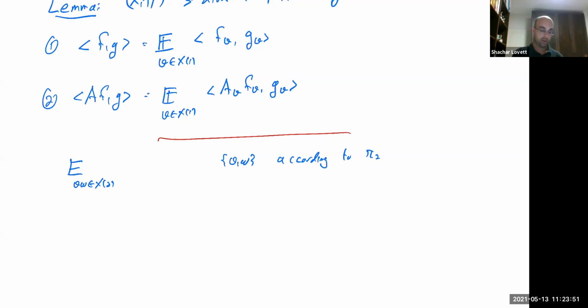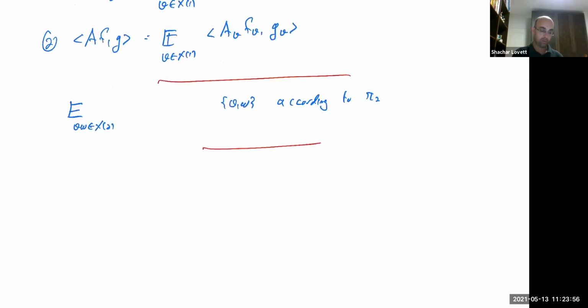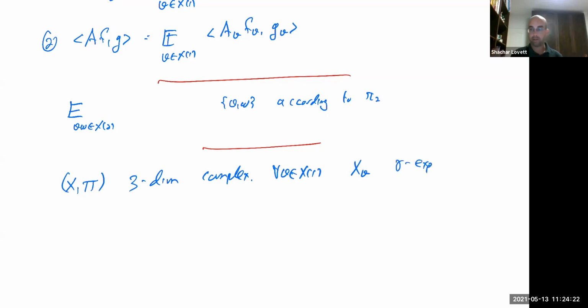Okay. So now let's go to the proof of the Oppenheim theorem. What do we want to prove? Let me remind you. We have X pi, which is a 3-dimensional complex, and we assume that for every v in X1, the link Xv is a gamma expander in the graph sense, and also the graph of X is connected.